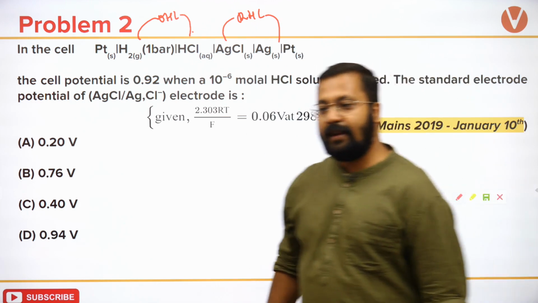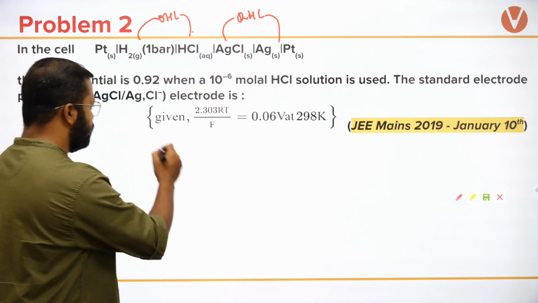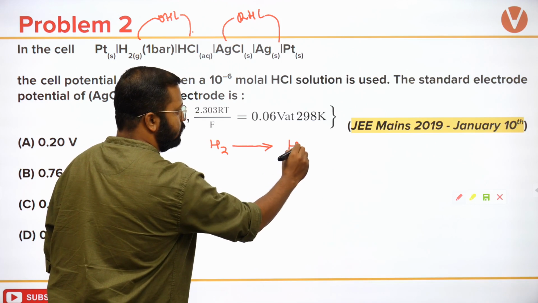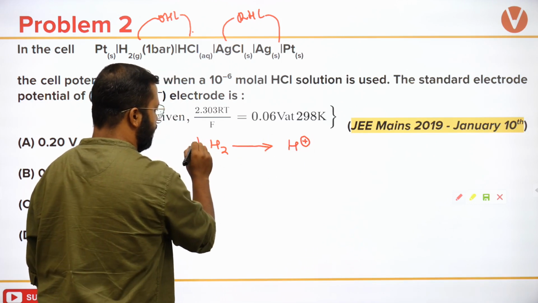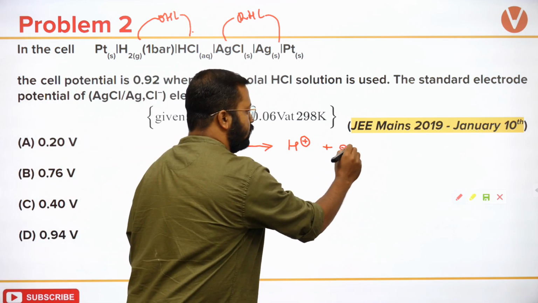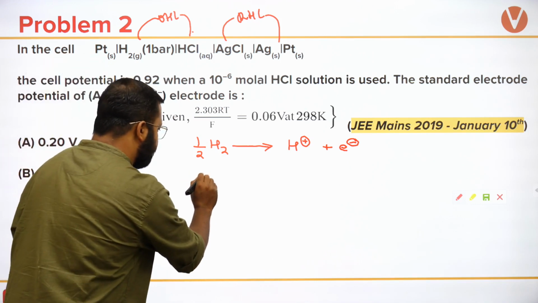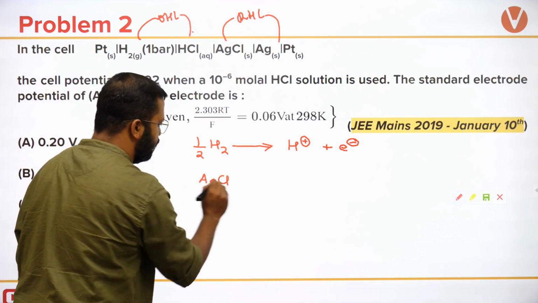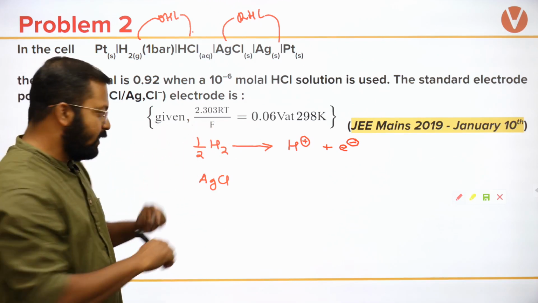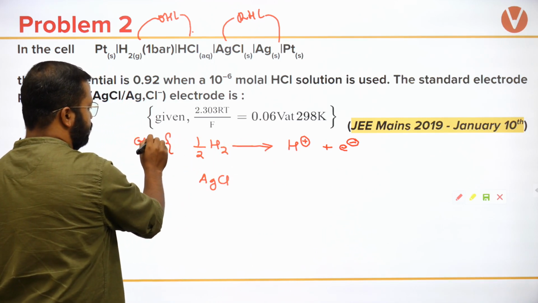Okay, how do I write the reaction? First we try to write the reaction. So I will write it like this. H2 changes to H plus. I can write half H2 over here, and this gives out 1 electron. And on the other side, I'll put half, just because we have to balance it. Okay, the oxidation half cell reaction is balanced like this.